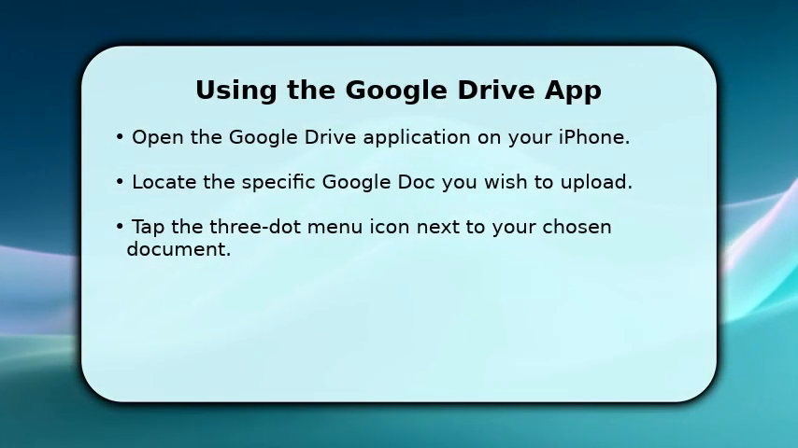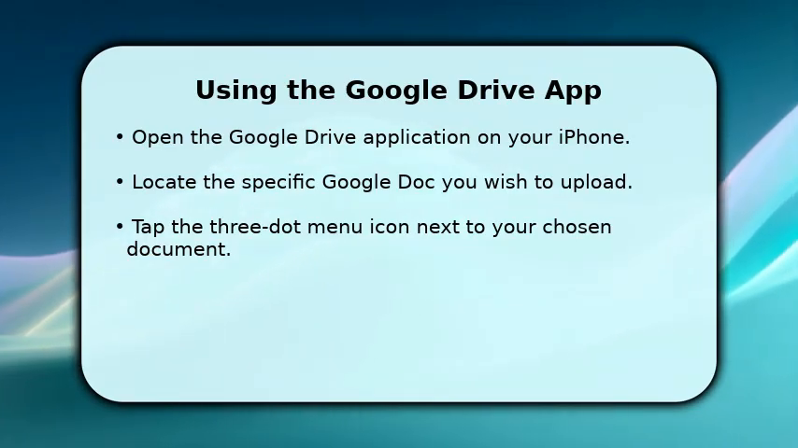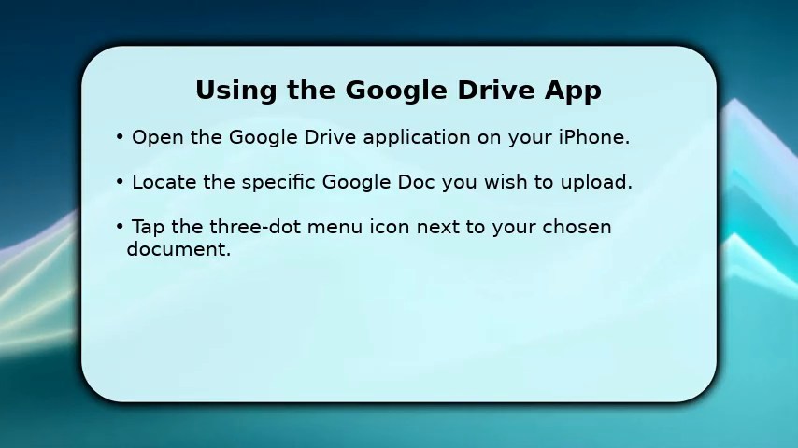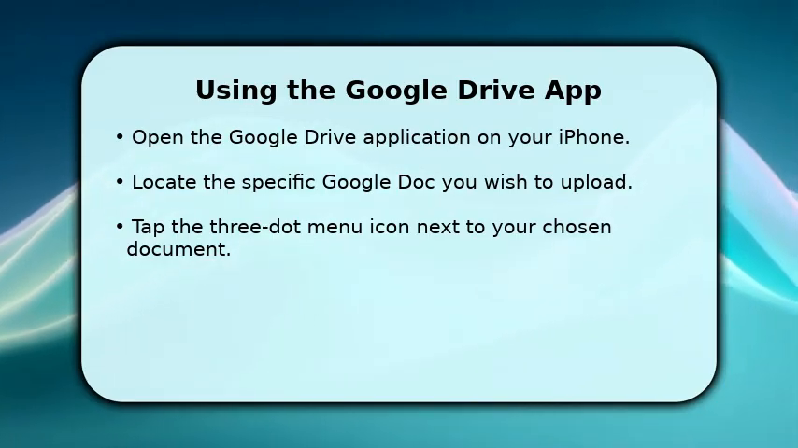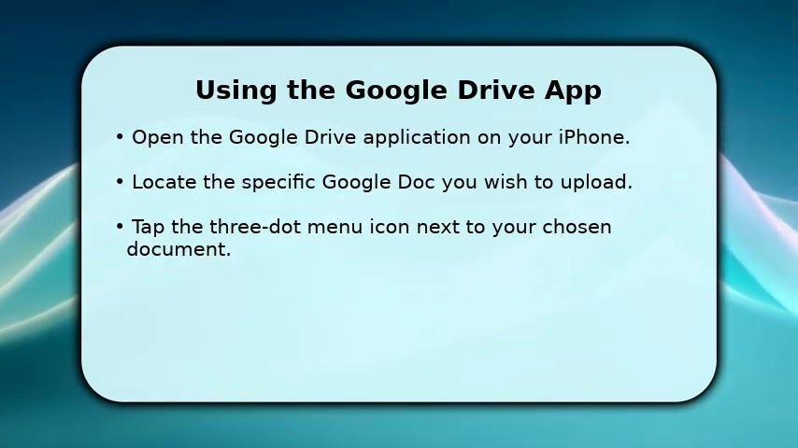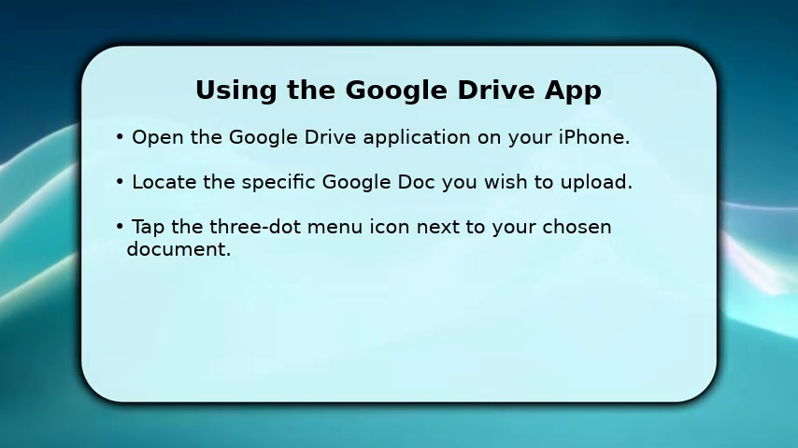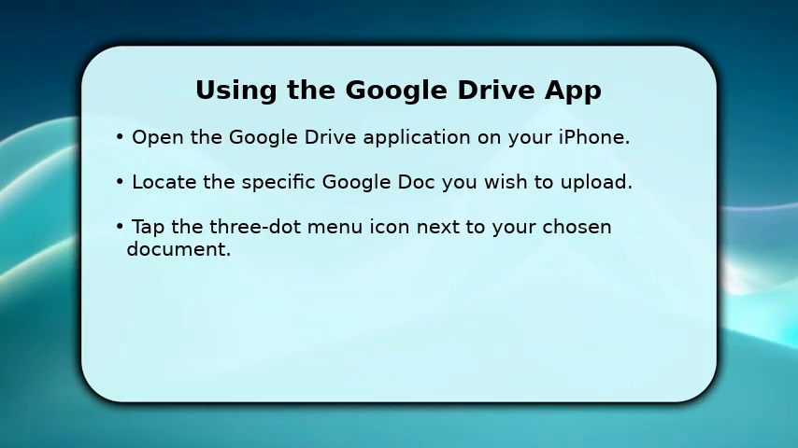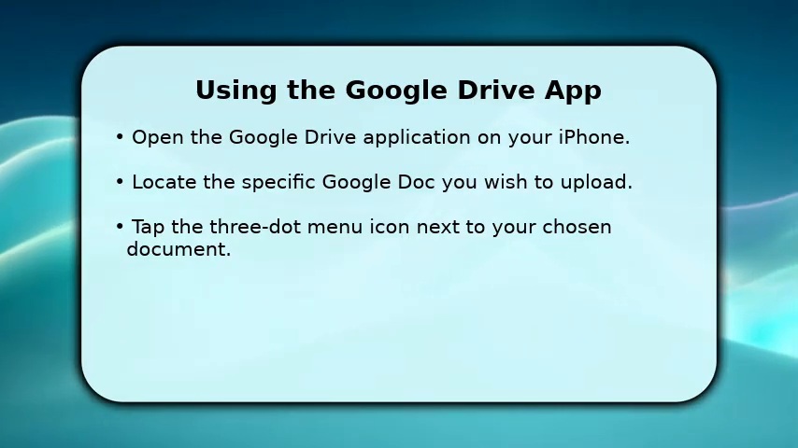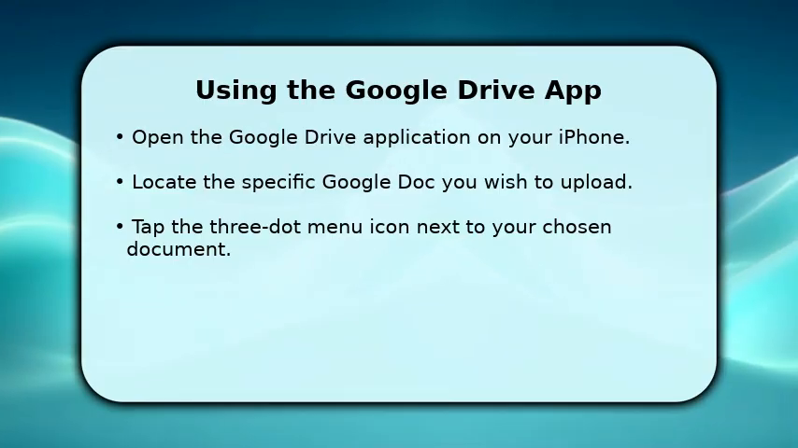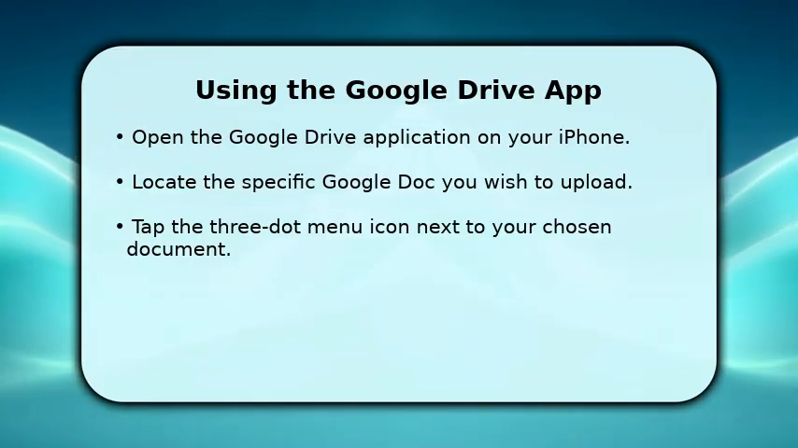To begin, open the Google Drive application on your iPhone. Navigate through your folders to find the specific Google Doc you want to upload. Once located, tap the three-dot menu icon positioned next to the document's title. From the menu that appears, select either Open in or Send a copy. This action will present you with various options for how to handle your document, allowing you to choose the best way to save it to your device or another application.